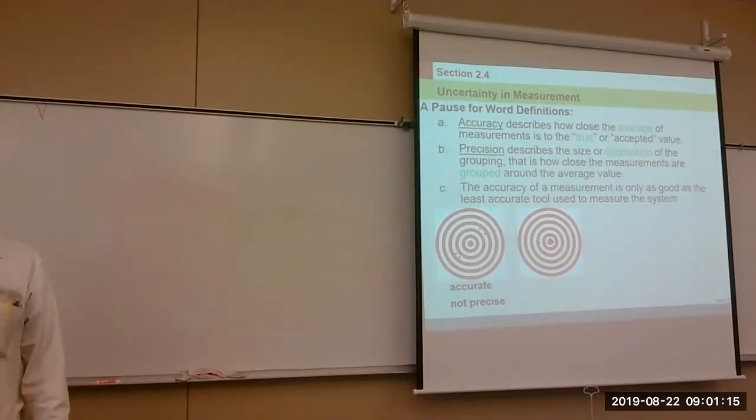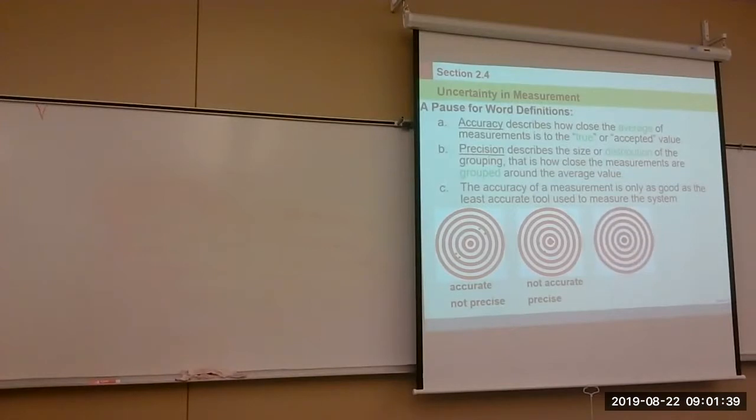Then what you do is you make adjustments to your scope to move that spread to the bullseye. So in this case, it's not accurate because the average of the values puts it out here, away from the bullseye. But the pattern is fairly close together, so it's precise. This is the ideal. It's very accurate, right on the bullseye, plus it's a tight pattern. So it's both accurate and precise. And then the last case is it's neither.